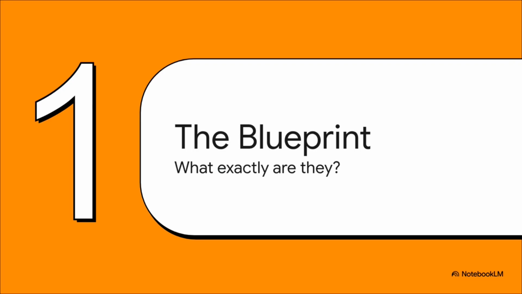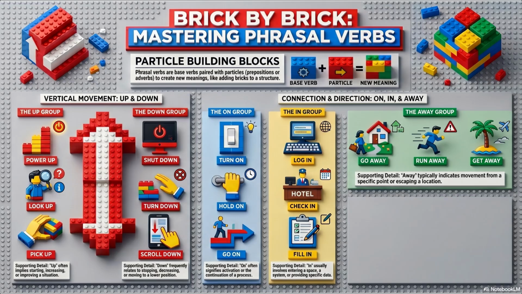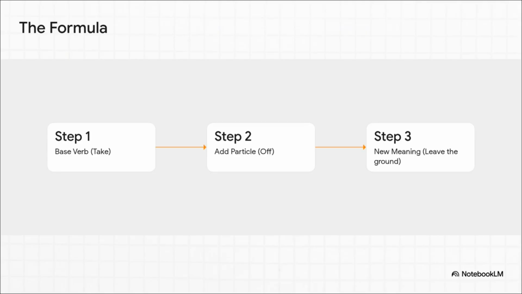What exactly are they? Before we follow our main character Tom through his day, let's establish the mechanics. A phrasal verb is just a standard verb, like give, plus one or two particles, which are usually prepositions or adverbs, like up. Together, they create a brand new idiomatic meaning. So give plus up becomes quit. You usually can't guess the meaning just by looking at the original pieces, because that tiny particle completely transforms the word.